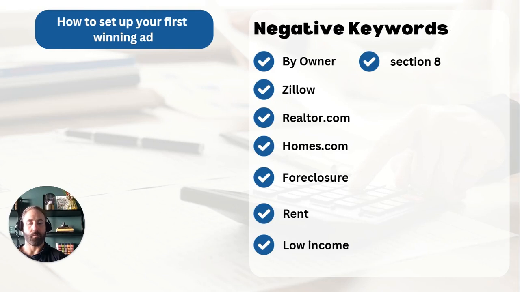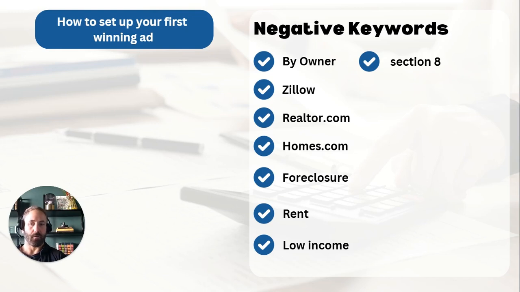Now, once you have the keywords that you want to target, you also want to get your negative keywords in there. You'll get a whole entire list through the Google course I'm providing to you for free. All you want to do is just add these in. You put the negative keywords in like by owner, so for sale by owner, Zillow, Realtor.com, Homes.com. I don't want to compete with those. If people are typing in Realtor.com, most likely that means they want to go to Realtor.com. That's where they want to search, right? So I'm not going to compete against that.